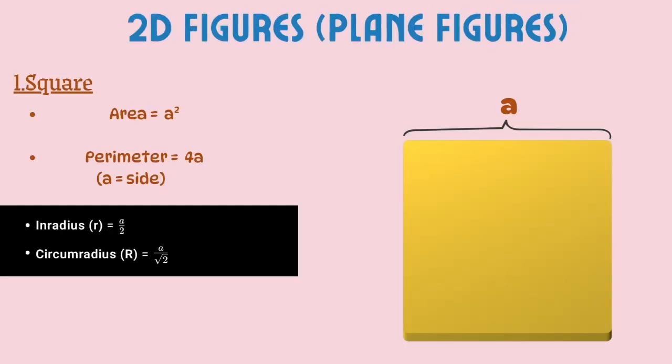First, we are starting with square, which has four sides and each side is equal. So the sides are denoted by a. So area is given by a square, perimeter is given by 4a. And the inradius is given by a by 2 and the circumradius is given by a by root 2.